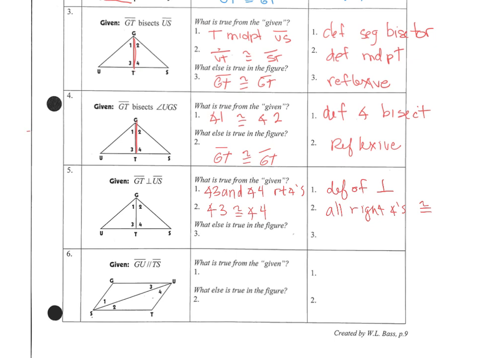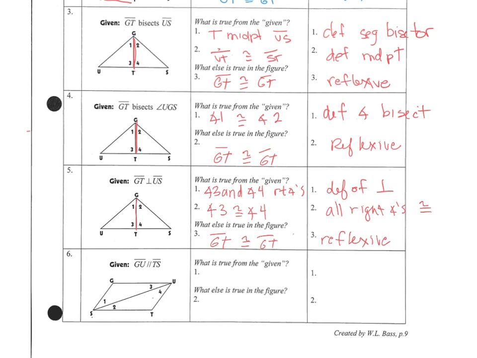Here we go with what else do we know about this figure? And we could see once again the two smaller triangles are sharing that side. And so therefore we can say that segment GT is congruent to segment GT, and that is the reflexive property.